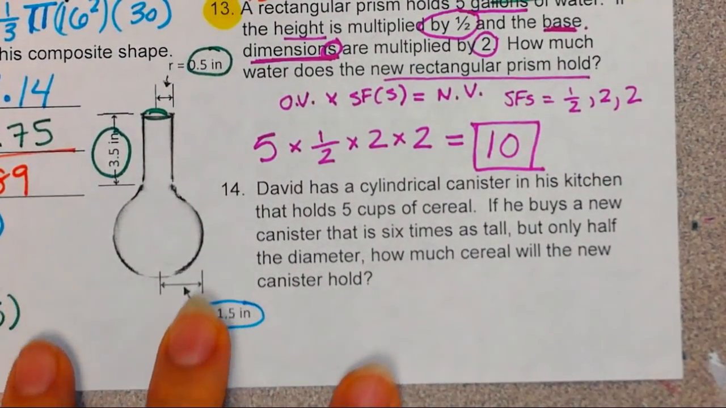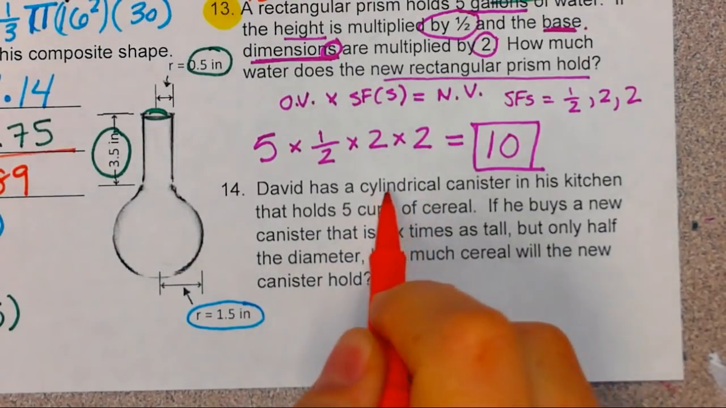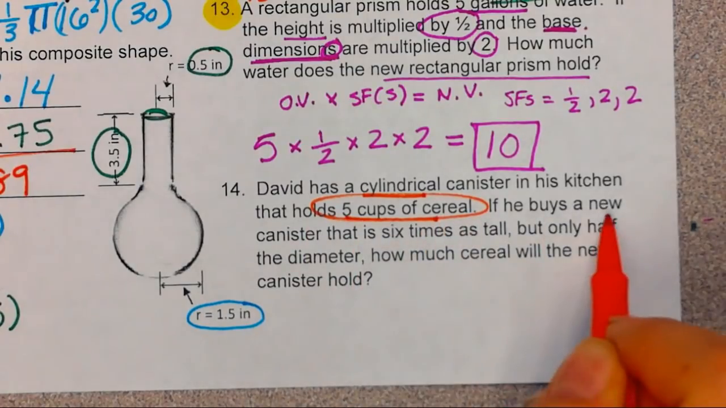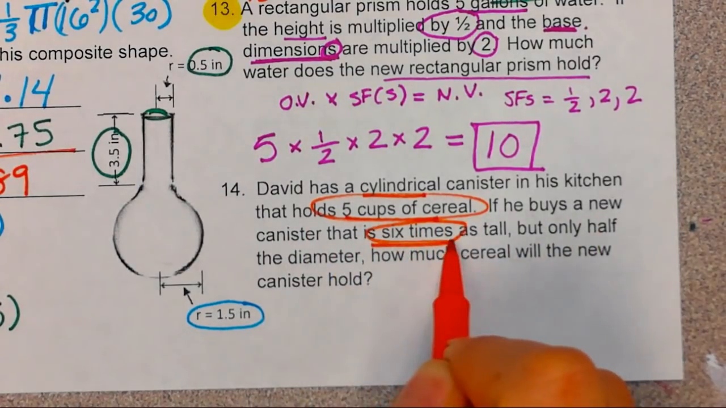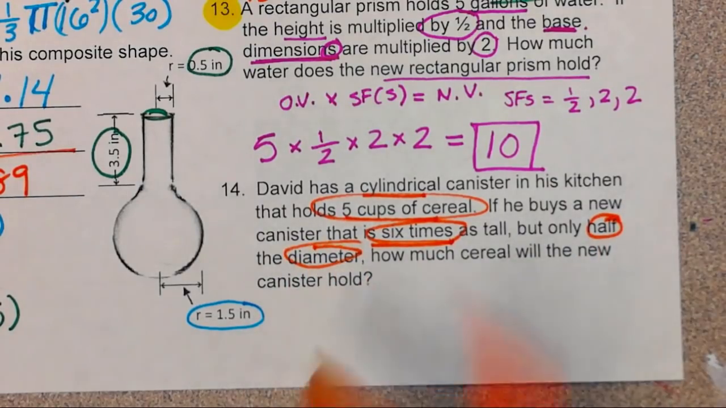Number 14 is pretty similar to this. It says David holds a cylinder canister in his kitchen. It holds 5 cups of cereal. He buys a new canister that is 6 times as tall, but only half the diameter. How much cereal will the new canister hold?